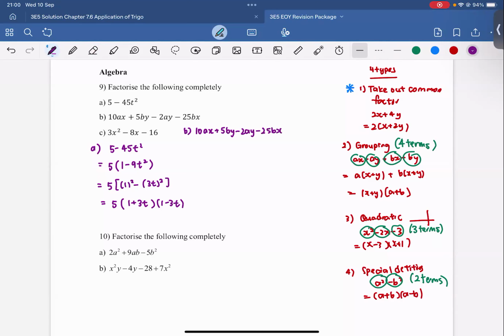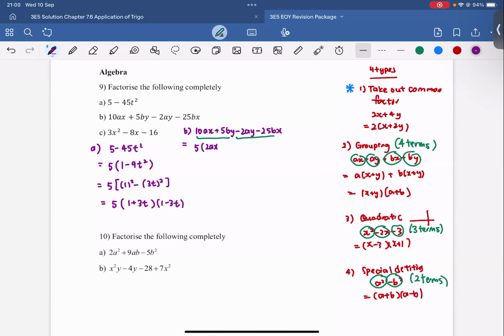Okay, what should you do first? This one got 4 terms, so normally we group them. So you can group these two, you can group these two. So for the first two, I can take out common factor. I can take out 5. Then I have 2ax.